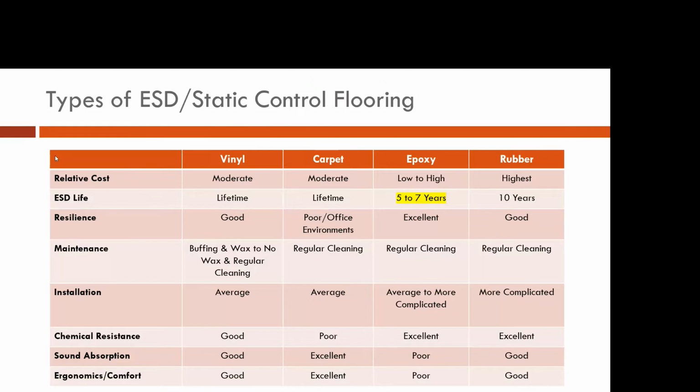Resilience, vinyl is extremely durable, puts up with a lot of abuse. So does rubber. Epoxies are really the best as far as their resilience and resistance to damage, wear and tear. Carpet being the most sensitive to abuse. Maintenance, carpets are pretty much the easiest to clean along with epoxies. Rubber is pretty easy, kind of basic.